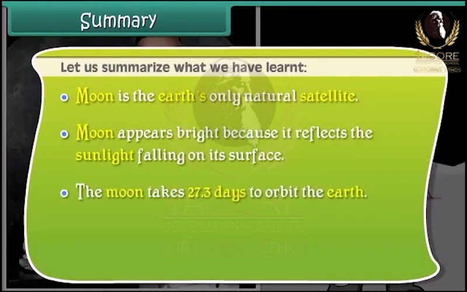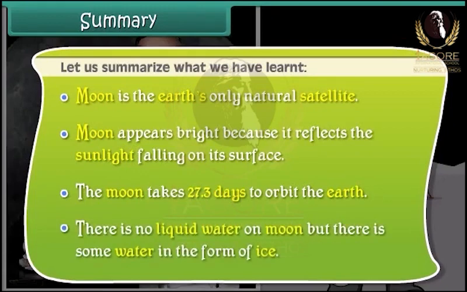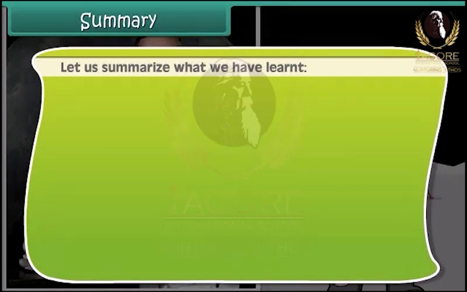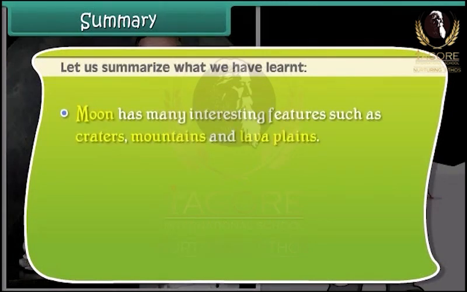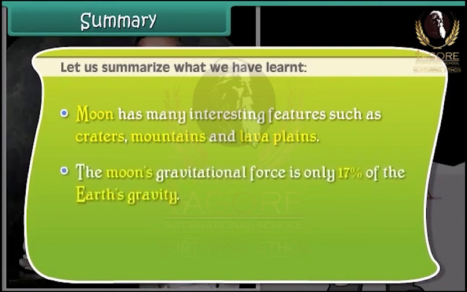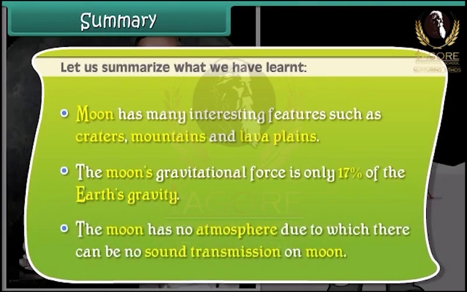The Moon takes 27.3 days to orbit the Earth. There is no liquid water on Moon, but there is some water in the form of ice. Moon has many interesting features such as craters, mountains, and lava plains. The Moon's gravitational force is only 17% of the Earth's gravity. The Moon has no atmosphere, due to which there can be no sound transmission on Moon.